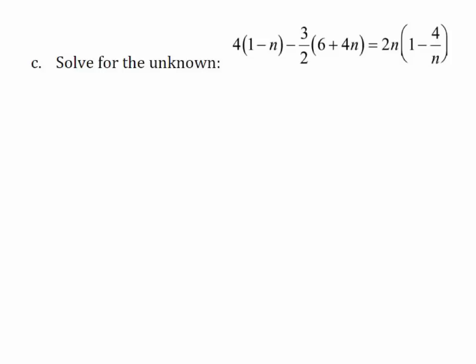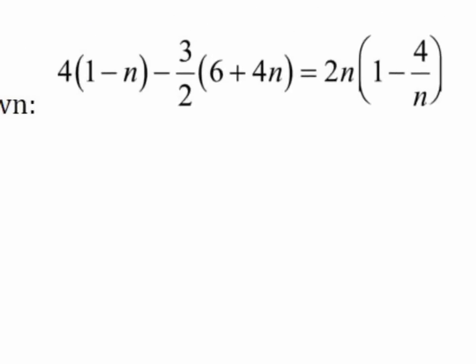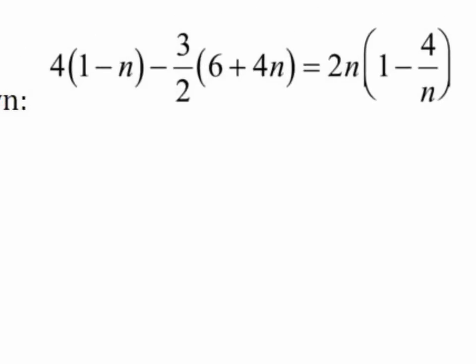Let's solve for the unknown by identifying what the value of n is. So let's jump right in. We're going to be distributing 4 into 1 and negative n. And when we do that, we get 4 minus 4n. Next, we're going to be distributing negative 3 over 2 into positive 6 and positive 4n. And what I like to do is simply make 6 into 6 over 1.